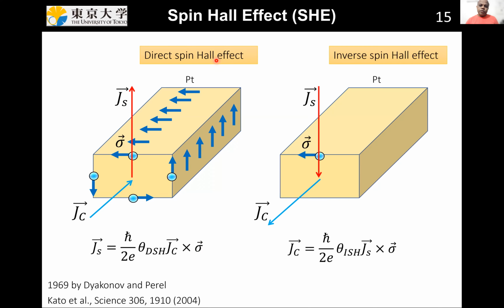The inverse process is also true. Suppose you inject a spin current into a heavy metal, then you will produce a charge current whose magnitude is given by this expression over here, and which will be mutually orthogonal to the spin current direction and spin polarization direction. These two effects are the most important effects in spintronics, because the direct spin Hall effect gives you an opportunity to make a spin current, and the inverse spin Hall effect gives a way to detect spin current. Because spin current doesn't produce any voltage, what you can do is inject spin current into platinum and produce a charge current, and the charge current will produce a voltage, and you can put a voltmeter and detect spin current.